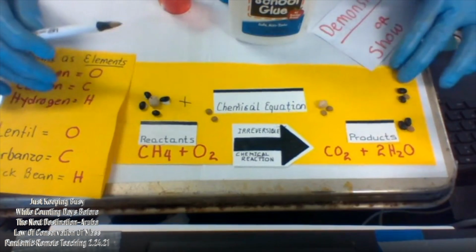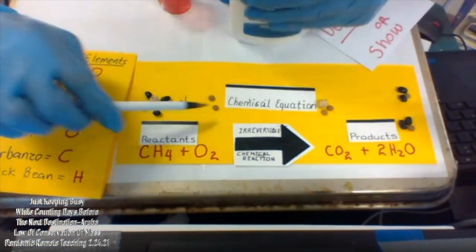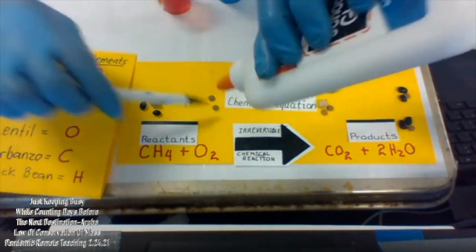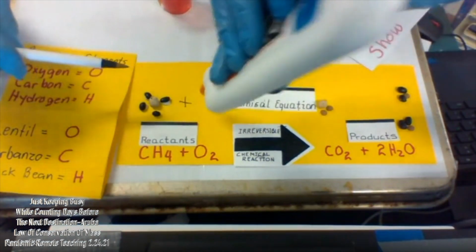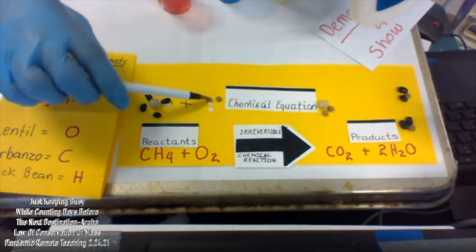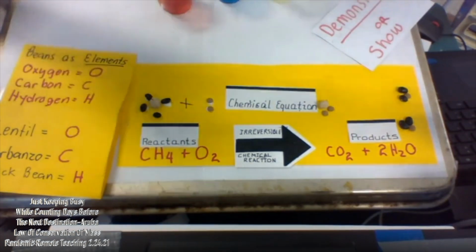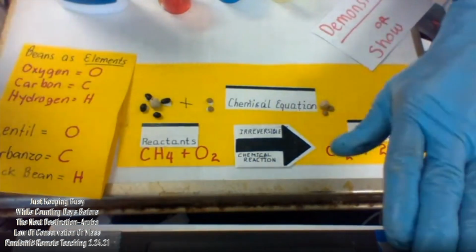Lovely. Next is my lentil, my oxygen. 2 dots. 1, 2. 1, 2. All right. Easy to glue, isn't it? All right, so that's the first part of gluing. That's for the reactant. Now let's go to the product.